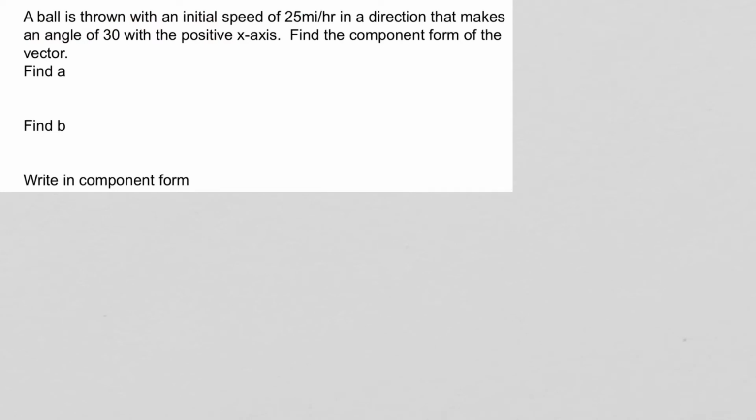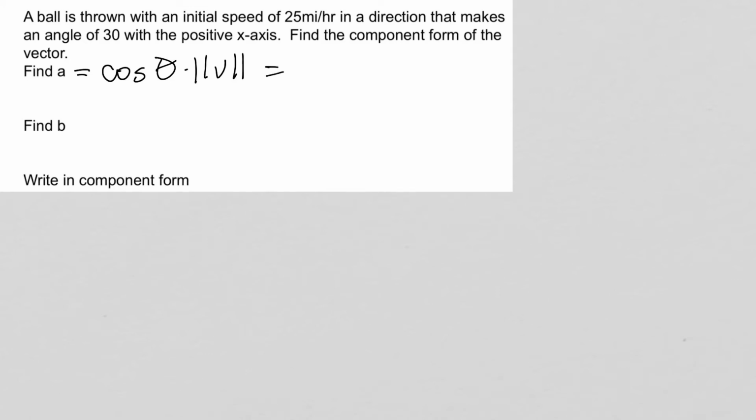A ball is thrown with an initial speed of 25 miles per hour in a direction that makes an angle of 30 degrees with the positive x-axis. Find the component form of the vector. So we're going to be doing those same formulas that we did. We're going to figure out A first. And don't forget to figure out component form for A. We're taking the cosine of the angle and multiplying it by its magnitude.